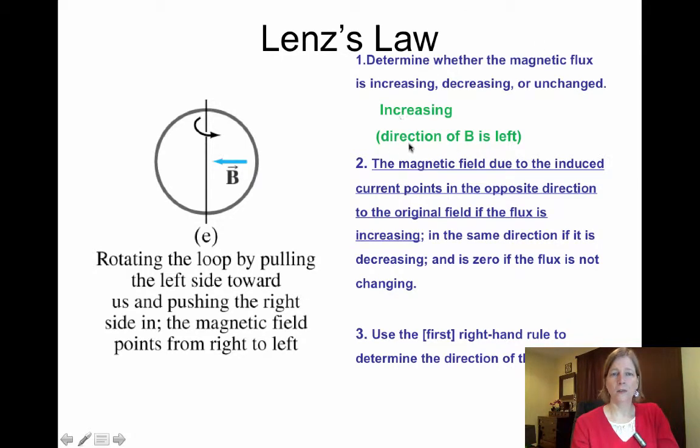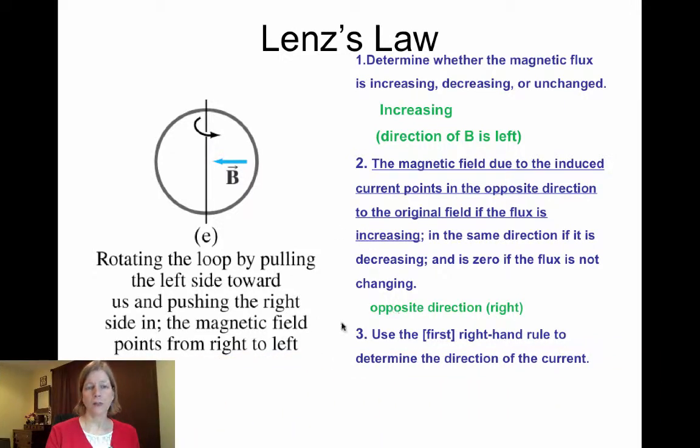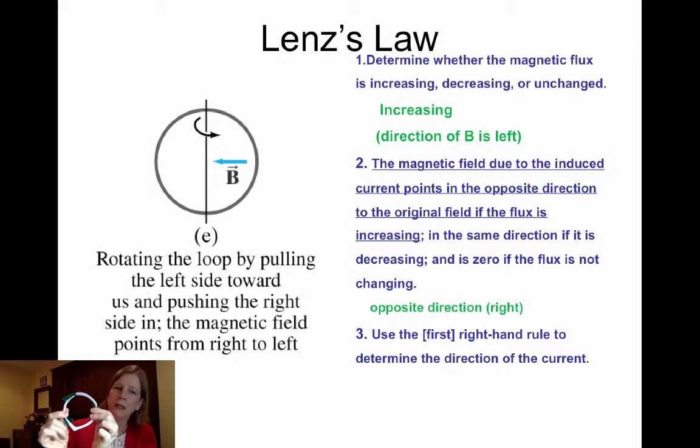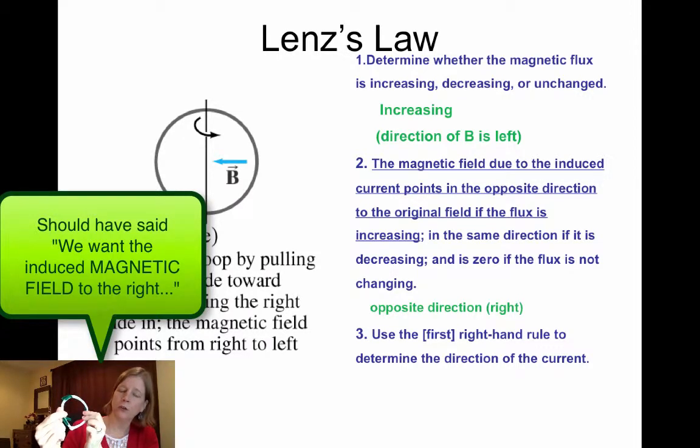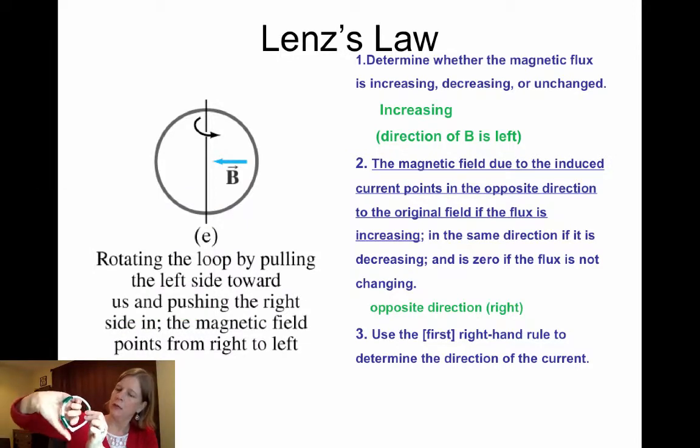We have an increasing flux, so the magnetic field due to the induced current will point in the opposite direction as the flux is increasing. So if the magnetic field is to the left, the induced current is going to create a magnetic field to the right. So, opposite direction, or to the right. To get the direction of the induced current, we apply the first right-hand rule. So here's our loop again. We're rotating it so that the left side comes towards us. We want the induced current to create a field to the right, so in that direction, back to the right. And to do that, we get a direction of the current that is going counterclockwise.